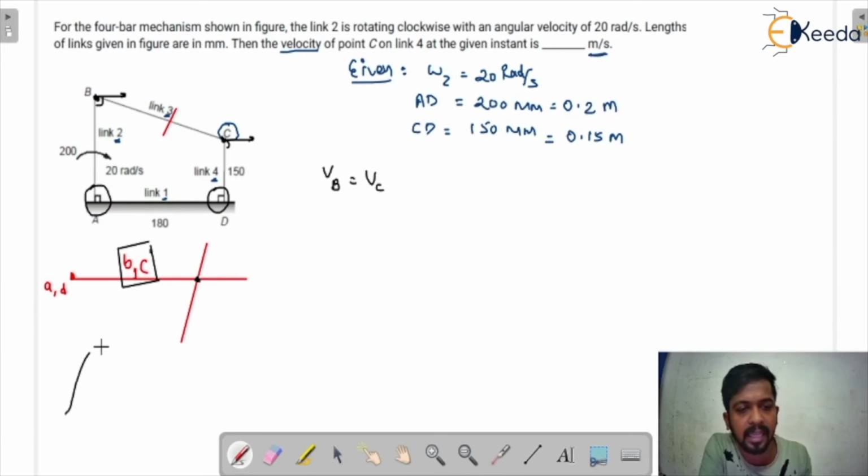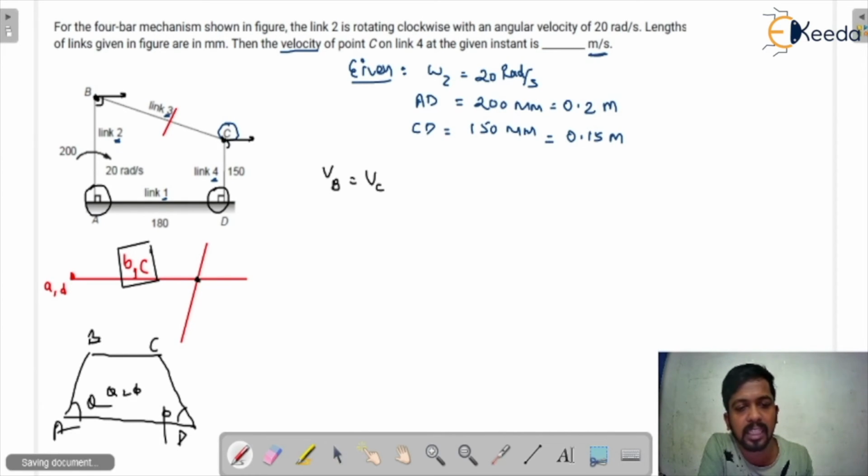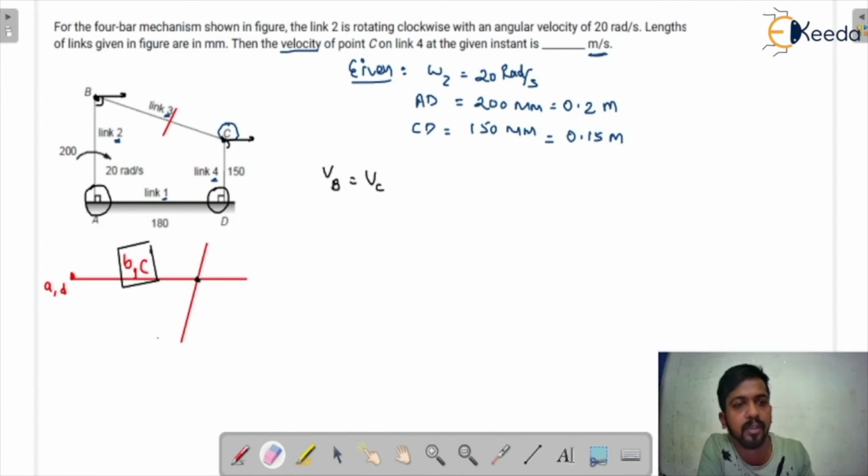If the structure would be like that, you cannot apply this concept, VB equal to VC. You have to solve those questions using either the instantaneous center method or the velocity diagram method. But you cannot directly apply VB equal to VC when you get this type of diagram, whenever there is a theta angle and another phi angle. But when theta is equal to phi is equal to 90 degrees, then when you draw the velocity diagram, you will get a diagram like that. This is the velocity diagram.